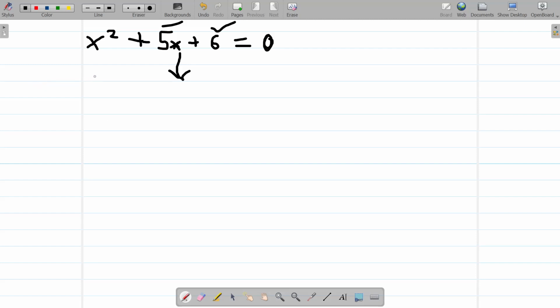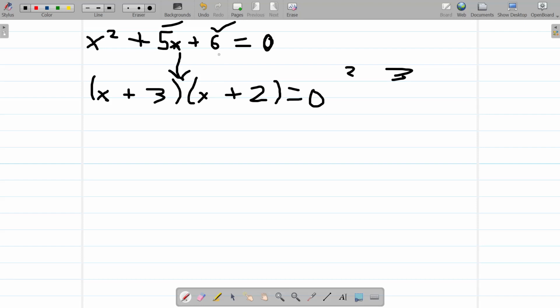So we're going to do two pairs of brackets and go x plus at the start of both of them. Then we've got our two numbers, which we've already established are 2 and 3. So we're going to go x plus 3 and x plus 2. Doesn't really matter what order you do it in, I don't think. And obviously we can't forget that at the end it equals 0. So now we've got it in what's called the factorized form. But if we're trying to find out what x equals, that doesn't help us. We've just slightly rearranged the format.